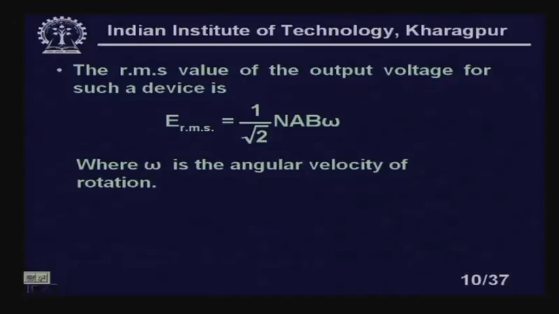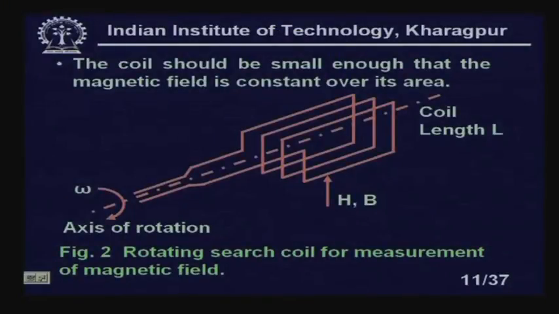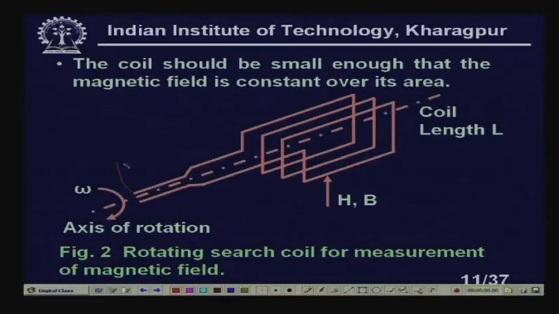The figure I will show you. Let us go back to the figure first. If I see, this is our coil, a flat coil. It is rotating with angular speed ω about the axis of rotation, so it is continuously rotating. This entire coil is placed in a magnetic field H with flux density B. The coil is of length L. It will produce an output voltage which will be measured at these two terminals. I will get the output voltage E.